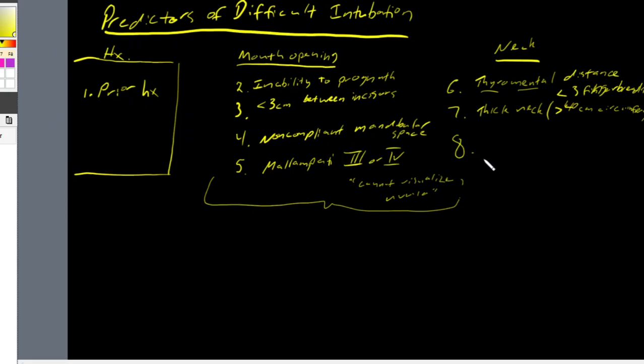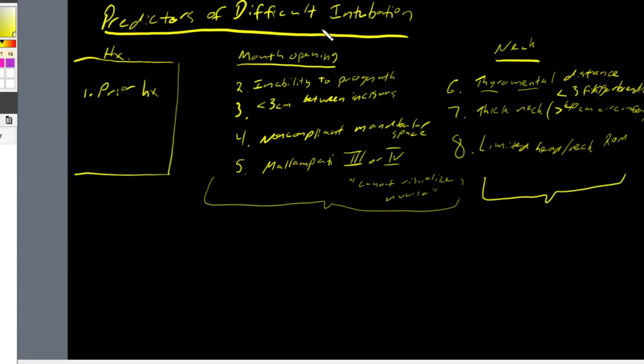And our last predictor is limited head and neck range of motion. The way that we intubate is we keep the lower neck flexed and the upper neck extended. And in patients who have a limited range of motion, it is more challenging to get visualization and intubate. So this is our neck category.